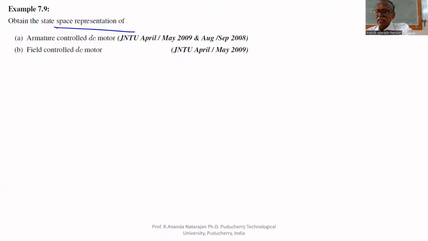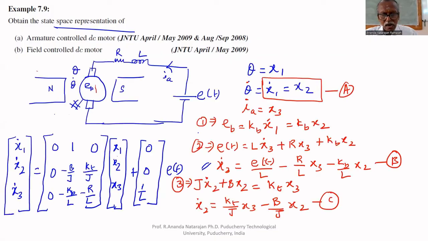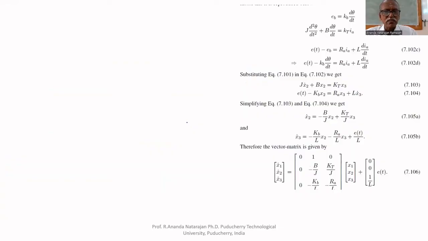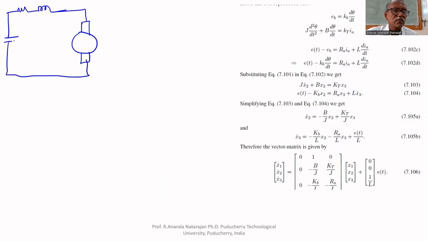Obtain the state space representation of armature controlled DC motor and field controlled DC motor. If it is the field controlled DC motor, this is constant. That's why there is no equation for this L and R. IA is constant.